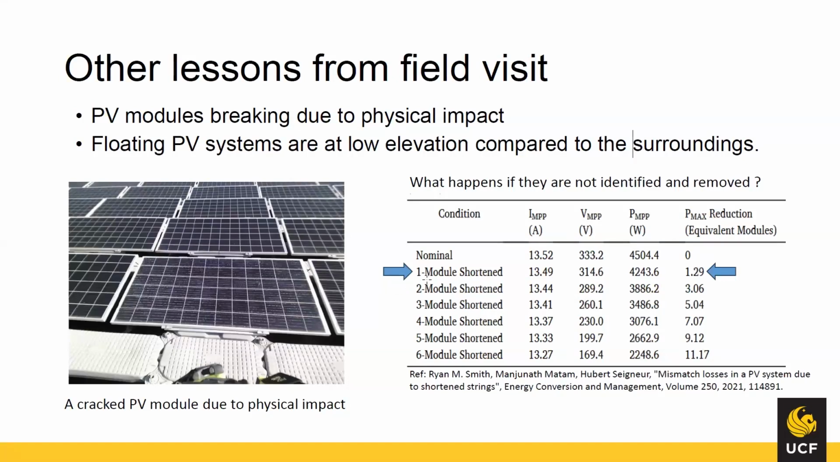If you think this string is just missing one PV module's power production, the answer is no. We might be losing more than one module's equivalent power, 1.29, because its characteristic IV curve is not flat. This means the bad PV module actually eats into the power of the good ones. So if there are 2 modules short, we might be losing power close to 3 modules. If there are 6 modules short in a string, we lose the power equivalent to 11 modules. This is from another study, from another project.